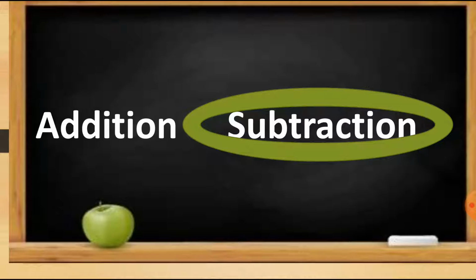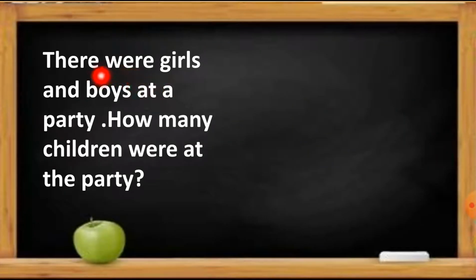Let's take one more example so you will understand this topic better, students. Let's read the problem first. There were girls and boys at a party. I repeat and you also repeat with me. There were girls and boys at a party, and the question is how many children were at the party. Both boys and girls were at the party. Children means both girls and boys, so we have to add girls and boys.